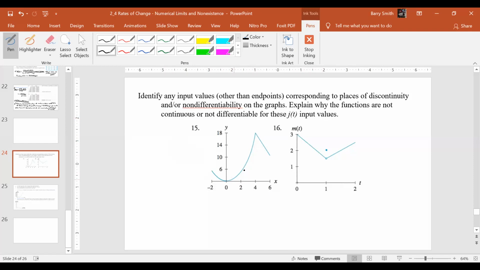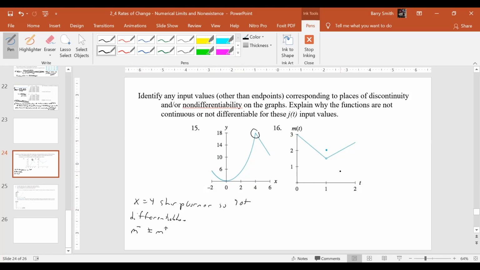All right, well, if we look at this one, this point, which is at x equals 4, is a sharp corner, so not differentiable. Because the slope coming from this direction and the slope coming from this direction are not going to be equal, and so therefore it's not going to have the same slope. So the slope from the left is not equal to the slope from the right, basically.